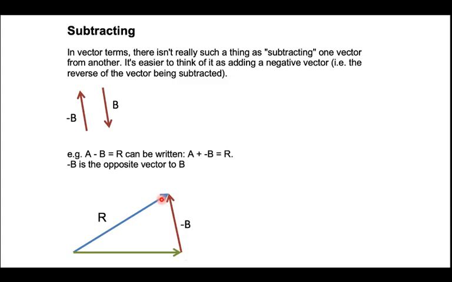Incidentally, this being a negative is the way you would deal with it when you're just dealing with vectors that are along straight lines. So you don't necessarily think of it as reversing a vector, but it is exactly the same idea.